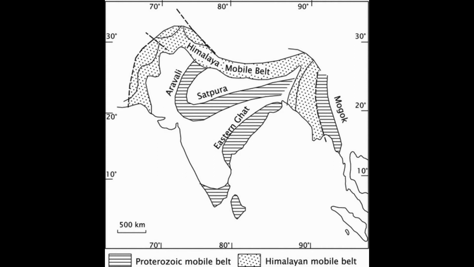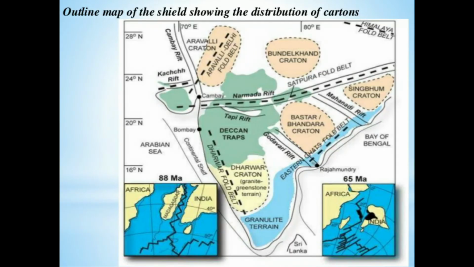And how do you know that? We get paired metamorphic belts, we get rocks that are characteristic of plate subduction, plate collision, etc. in the mobile belts. In this figure, you can see all the cratons of India. They are Dharwar Craton, Bastar Craton, Singhbhum Craton, Bundelkhand and Aravalli Craton. Okay, now let's discuss them one by one.